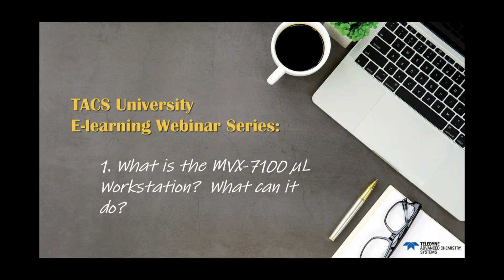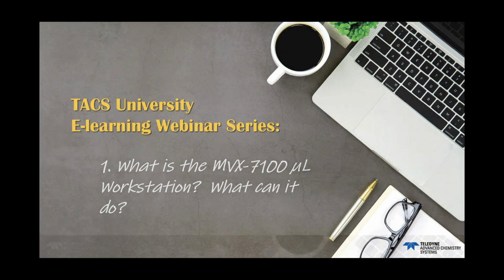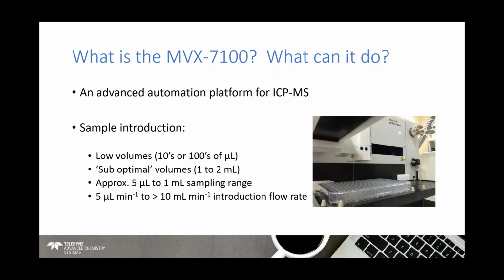So I'll start with what the system is. What is the MVX 7100 microliter workstation, and what can it do? This system is an advanced autosampler for ICP-MS, and from a sample introduction point of view, it allows the operator to introduce what you might refer to as low volume samples. So we're talking here of tens or hundreds of microliters that you might be looking to generate data from.